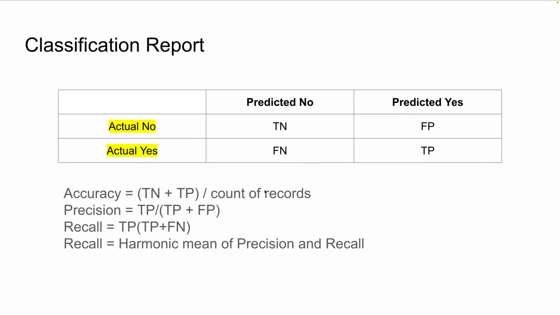So how can I find the accuracy? Accuracy is equal to true negative plus true positive divided by the count of records. So these are the actual ones. And the precision, how can we get to know? What is the precision here?